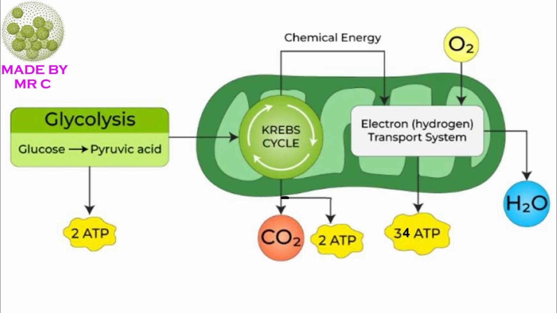Now, if oxygen does become available, the pyruvate is shunted into the mitochondria. A shunt is just an active process moving the pyruvate from the cytoplasm into the mitochondria. Pyruvate then enters the Krebs cycle, which is inside the fluid matrix of the mitochondria. The Krebs cycle makes 2 ATP.